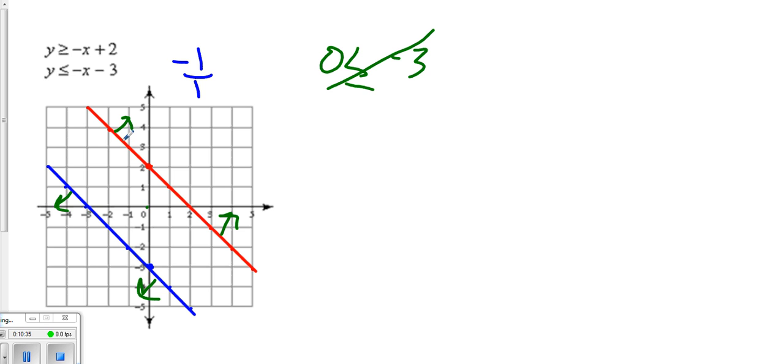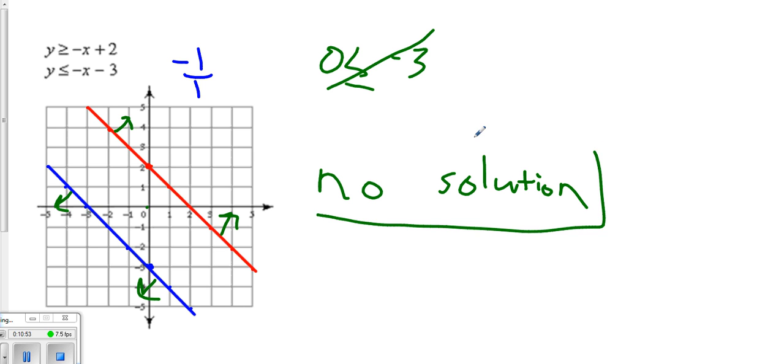Where do these two shadings overlap? If we were to shade all of this and shade all of this, there is no place where these overlap, so we would say this is a case of no solution. If they do not overlap anywhere, it is no solution. And again, we find it by graphing our line, showing where we'd shade, graphing the line, showing where we shade, and just find where they overlap.